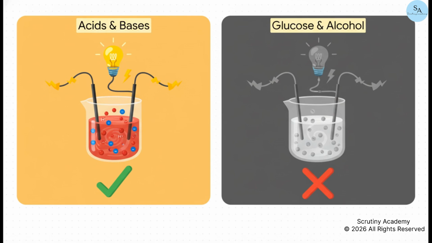On the left side, you have acids and bases. When you dissolve them in water, they break up and create lots and lots of ions. Acids make positive hydrogen ions, H+, and bases make negative hydroxide ions, OH-. And since they have these electricity taxis, the bulb glows. Now look at the right side. Glucose and alcohol, they dissolve, but they don't make any ions, no charged particles. So no electricity taxis, no current, and no glow. It's as simple as that.